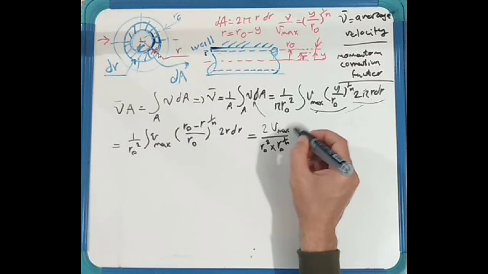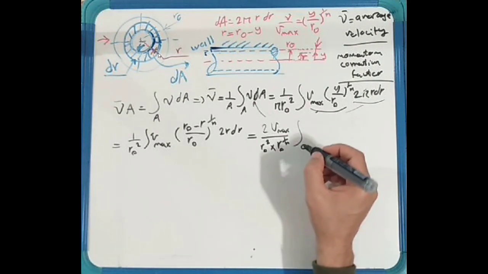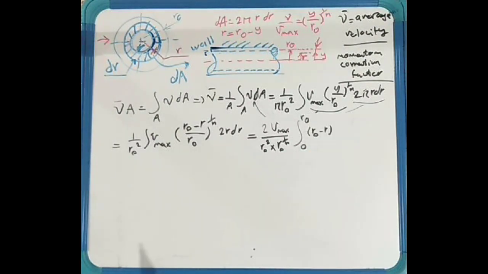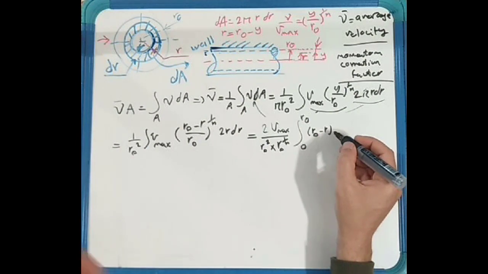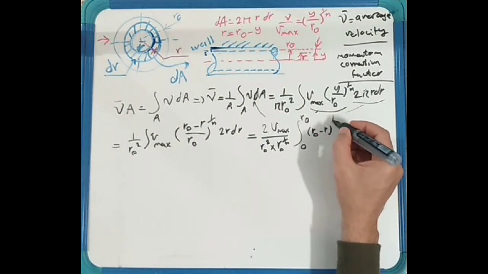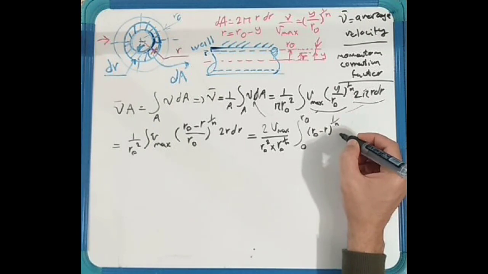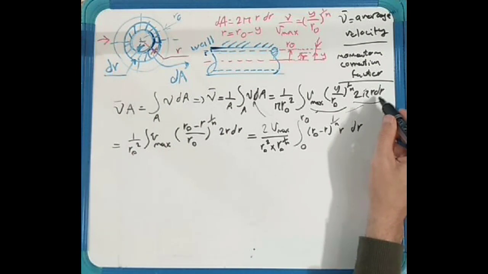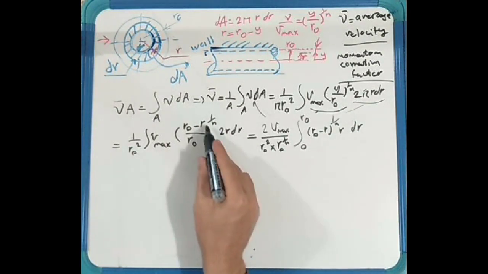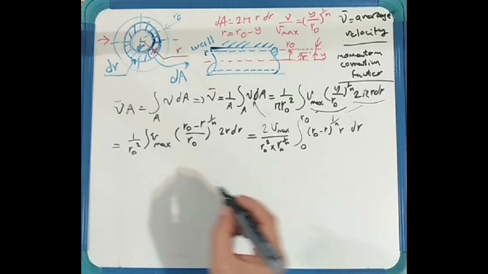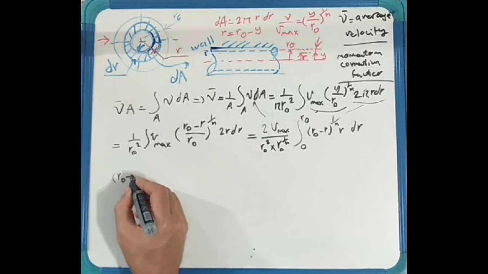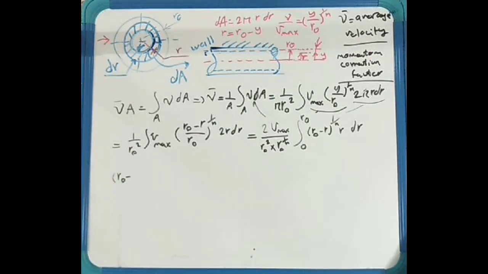Then integral, r is from 0 to R0, of R0 minus r to the power of 1 over n, r dr. Okay, I have just r here, dr here, and this one here. Okay, I can write R0 minus, oh, I need to change my variable.